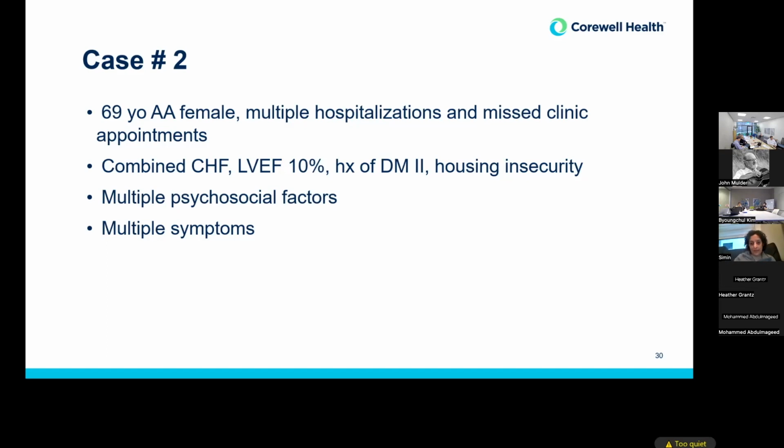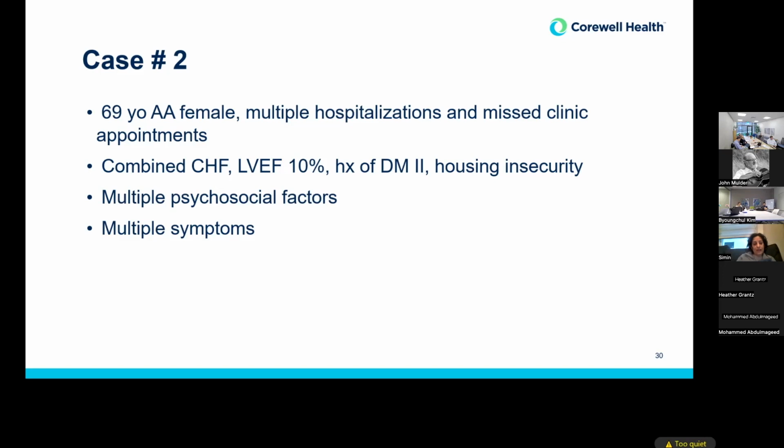But the fellow and I, and it was Dr. Drummond, mostly Dr. Drummond did this, really reached out to our leaders at Corewell Health, and we were able to get her housing. She did accept hospice care and passed away with secure housing in 3.5 months. Dylan did a great poster on that. If anybody wants to see that, the title of the poster was "Is Housing Healthcare?" And the answer to that, it is.